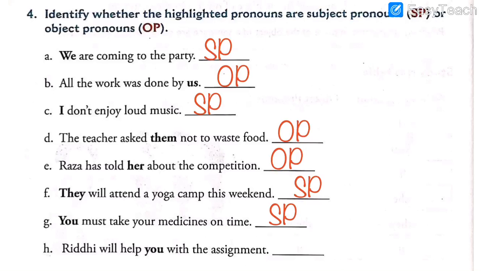Last, Riddhi will help you with the assignment. So the highlighted pronoun is you. What is the highlighted pronoun in the last sentence? That is you. Again, you is repeated. See, in the previous sentence also the pronoun you was there. We have written SP, subject pronoun. So should we write SP in the last one also? Will it be correct? No, it will not be correct.